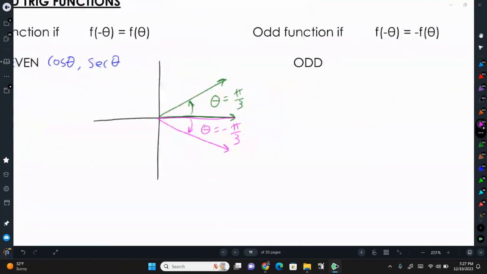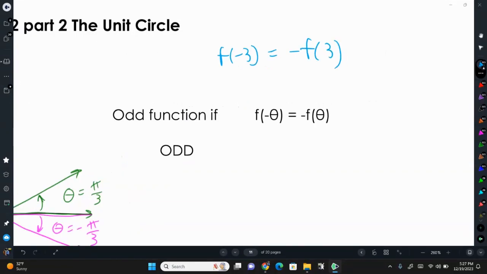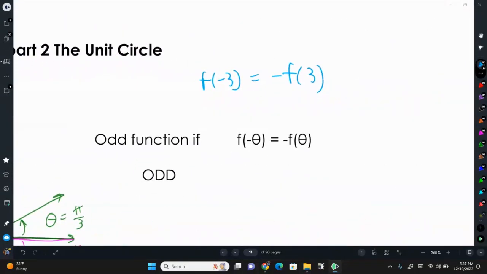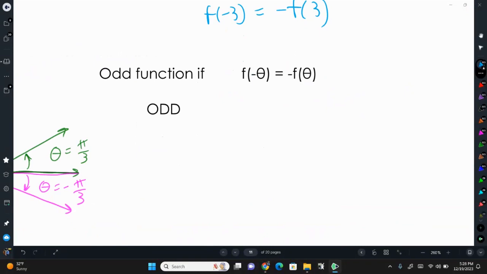An odd function is if I had f of the negative angle equals negative f of the angle. So in normal numbers, if I had f of negative 3, does that equal negative f of 3? In this instance, it's almost looking like the even function, but we have a negative on the outside. See, f of 3 equals f of negative 3; this is f of negative 3 equals negative f of 3. So the odd functions are sine, tangent, cosecant, and cotangent.